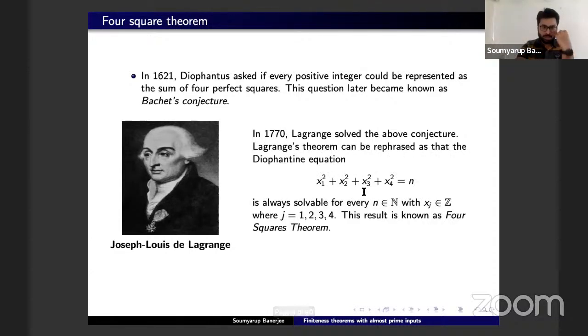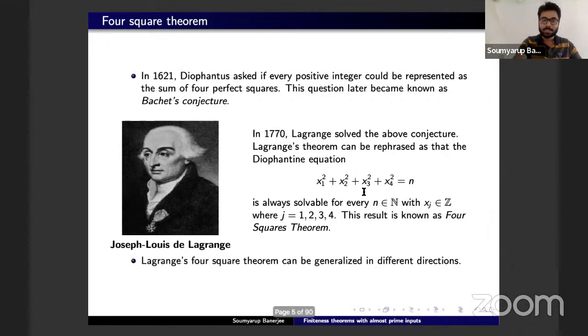So the question of Diophantus can be rephrased in the following fashion: the Diophantine equation x1 squared plus x2 squared plus x3 squared plus x4 squared equals n is always solvable for every n in N, with xj in Z, where j equals 1, 2, 3, 4. This result is also known as the four square theorem, that any number can be represented as a sum of four squares. That's why it is known as the four square theorem. Okay. So Lagrange's four square theorem can be generalized in different directions.